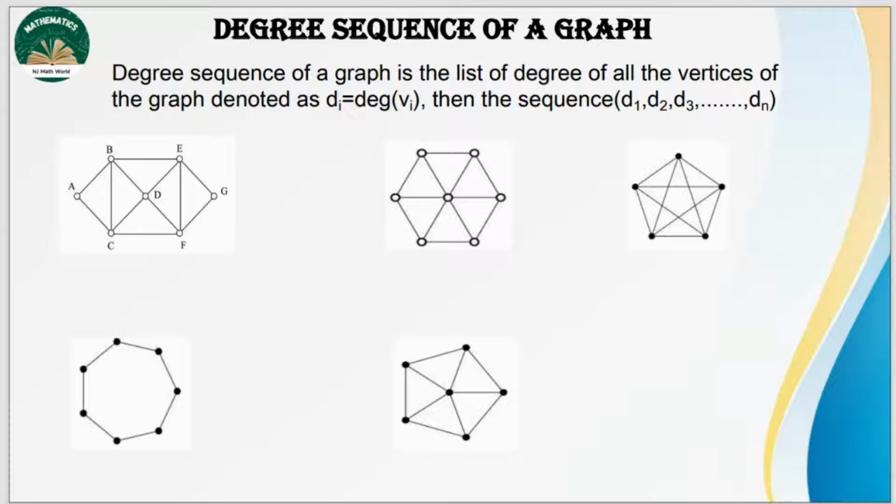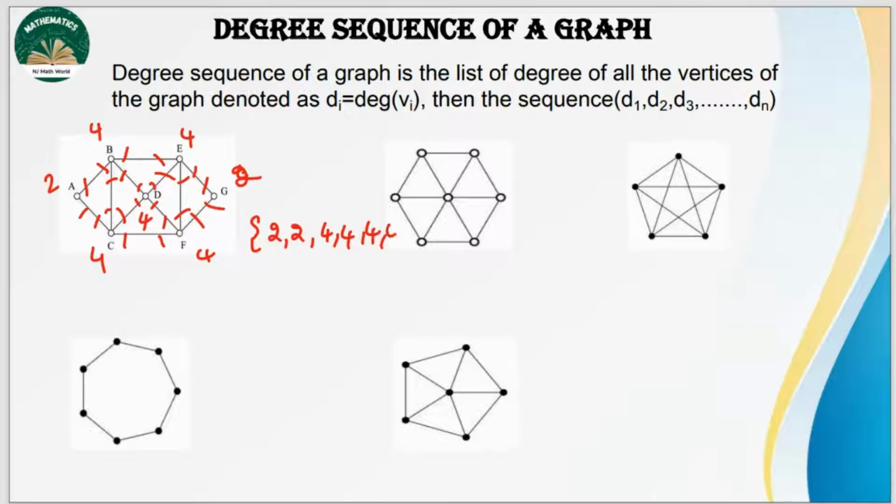So here we will take A. It has 2 lines. Then B is 4. For C, 1, 2, 3, 4. For E, 1, 2, 3, 4. For F, 1, 2, 3, 4. For G, 1, 2. And for D, 1, 2, 3, 4. Arranging it in order is called the degree sequence. That is 2, 2, and we have 4 five times.